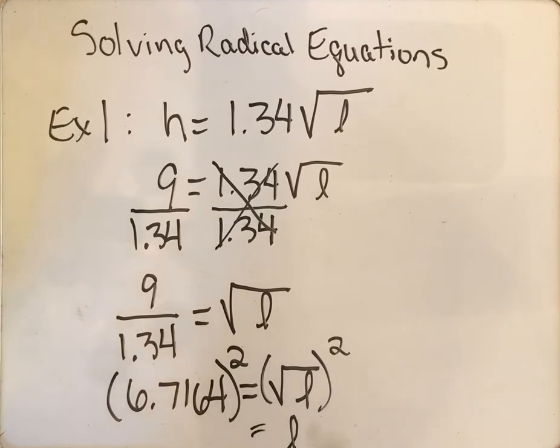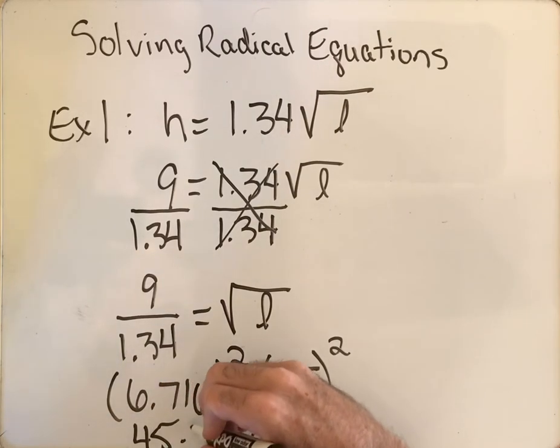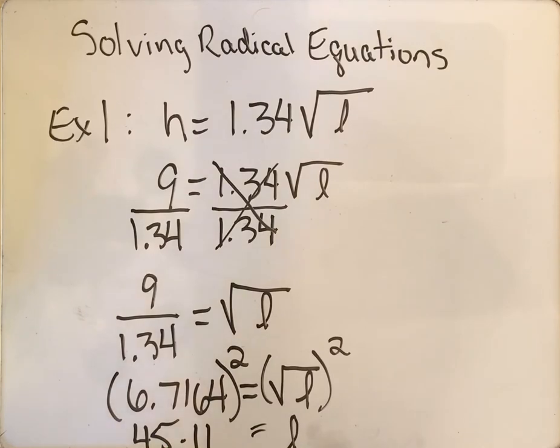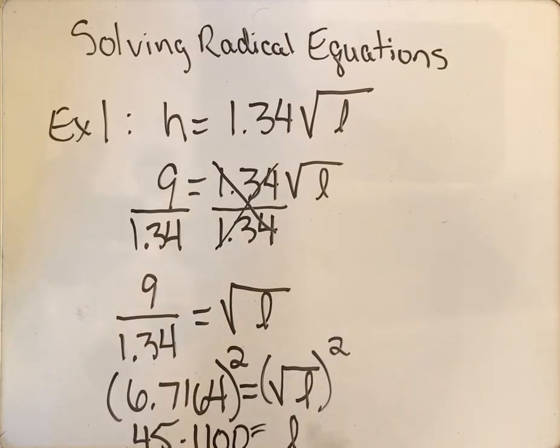Equals 6.7164 squared, which gives us, and you're just going to punch that into your calculator, 45.11 and a bunch of extra stuff. After we're done rounding it, it's 45.1100 and more stuff. We want to round to the nearest hundredth.